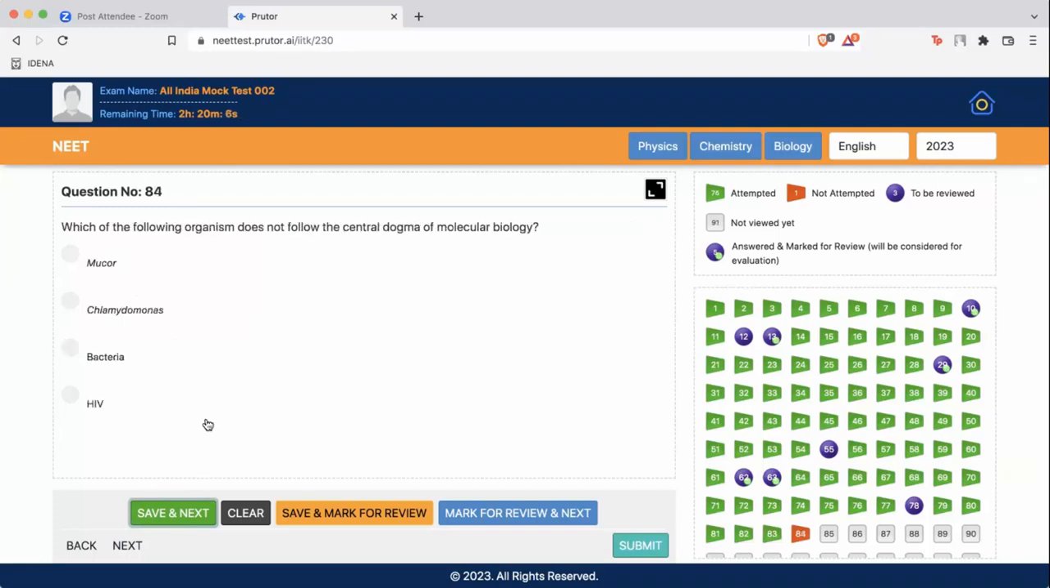Which of the following organisms does not follow the central dogma? Central dogma, HIV, they go reverse transcription. Monoadelphous stamen is observed in which of the following? China rose is monoadelphous, citrus is diadelphous, brinjal is not there, so it's mustard.